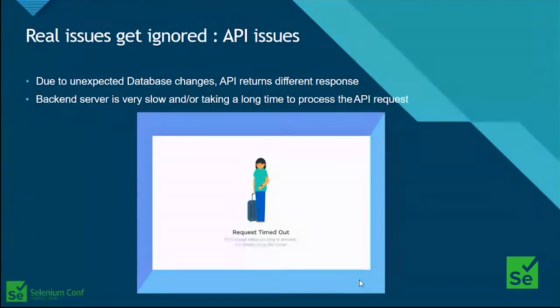And another thing is that if your backend server is very slow or it's taking a long time to process the API request, then it may lead to a request timeout, which is 408. Which will also result in your test case failure.